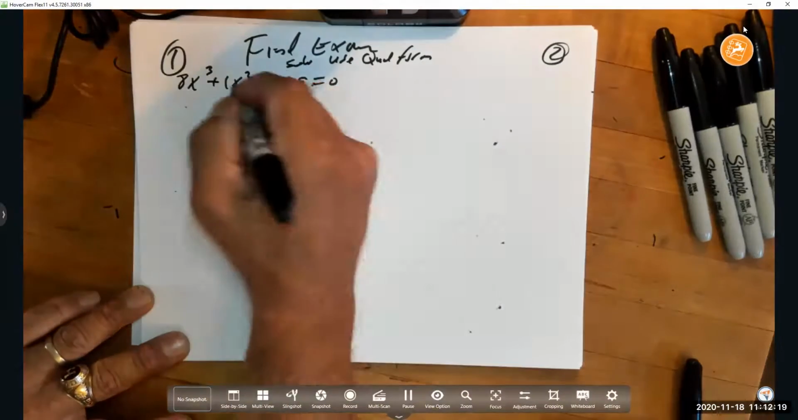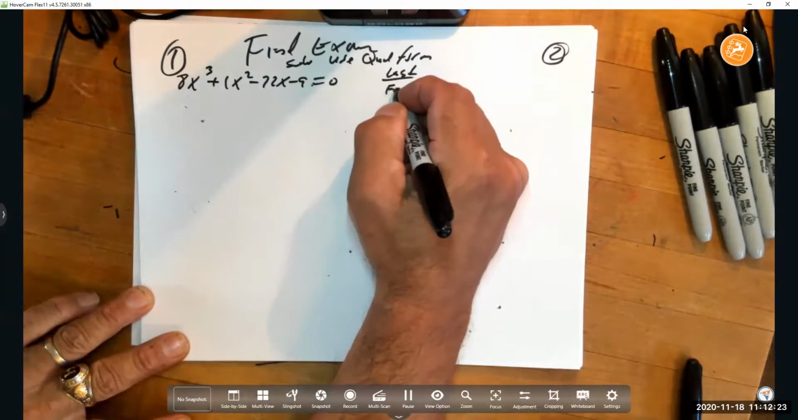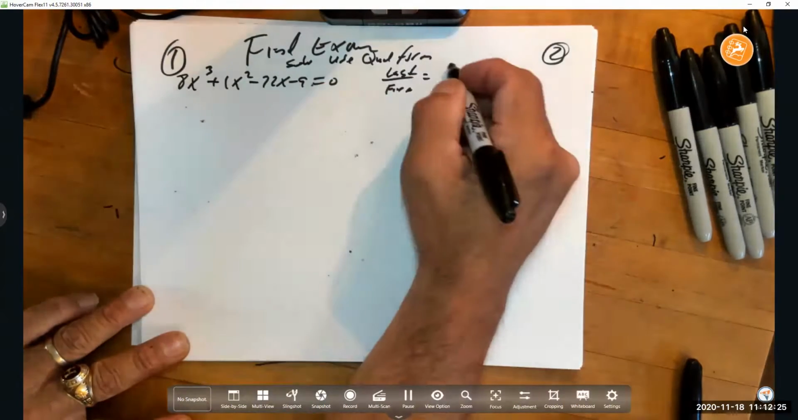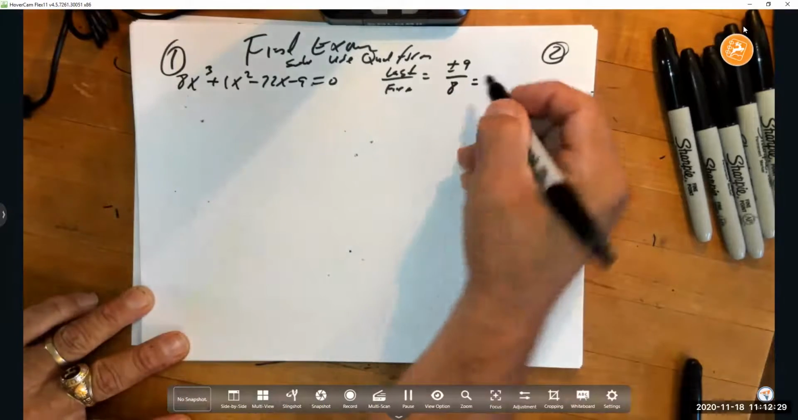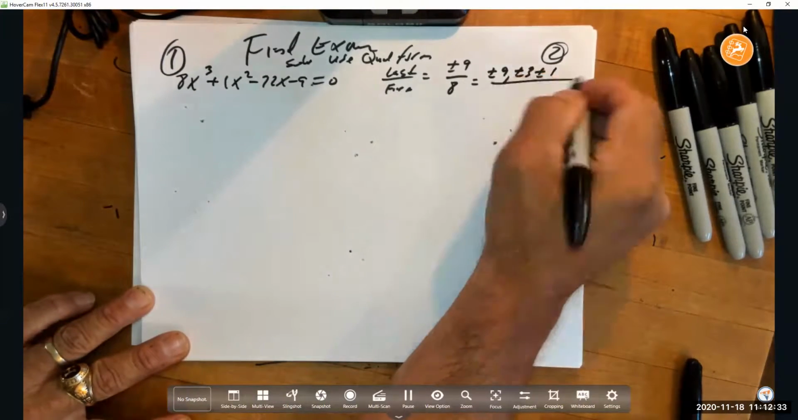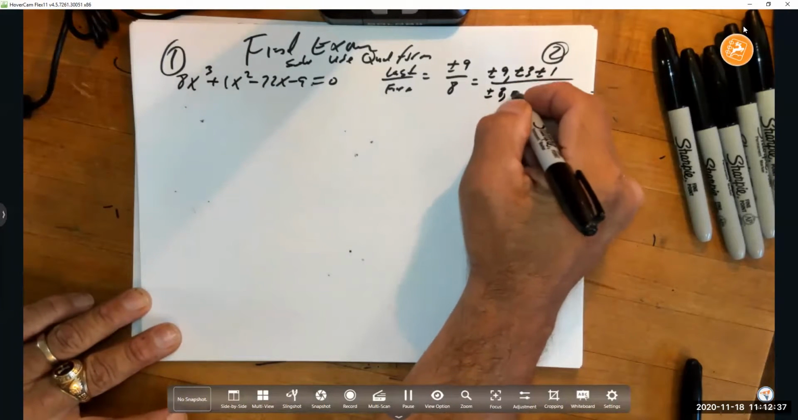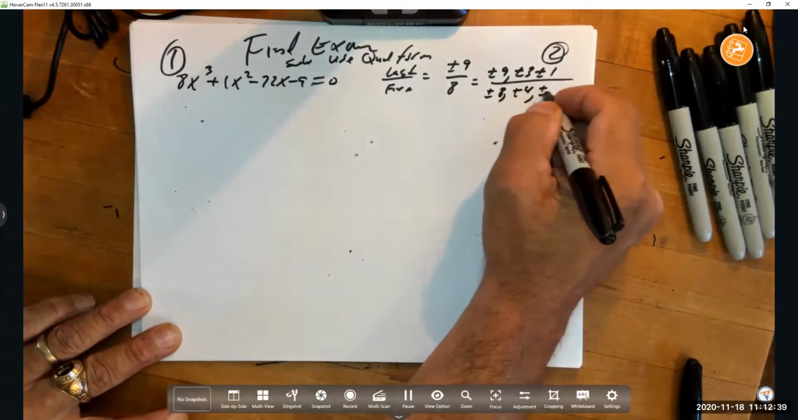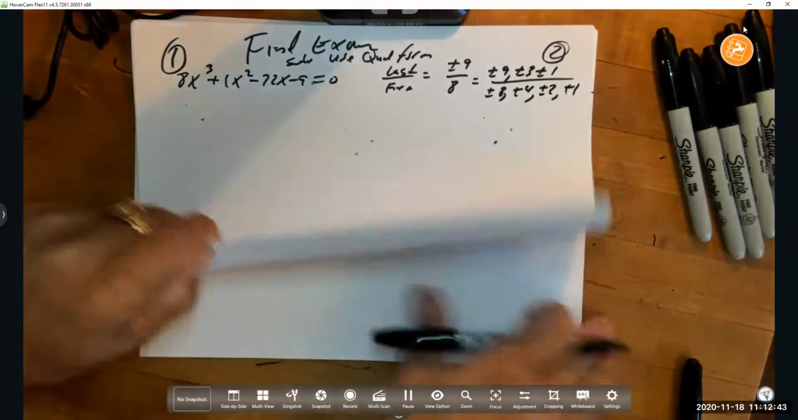All right. So the last number and the first number. Last number is 9, and the first number is 8. And this is plus or minus 9, plus or minus 3, plus or minus 1. Those are all the numbers that divide it. Bottom one, plus or minus 8, plus or minus 4, plus or minus 2, plus or minus 1. Those are all the numbers that divide the bottom one.